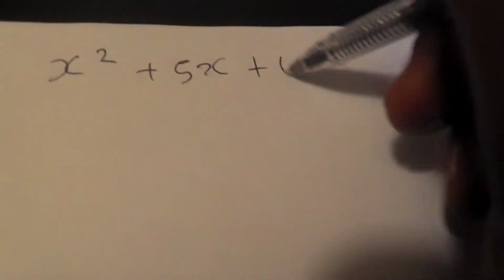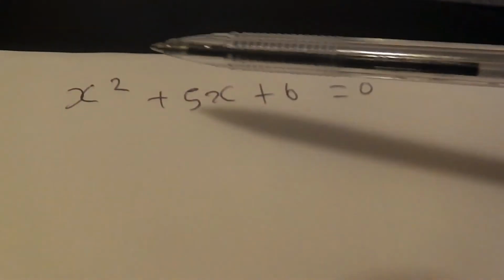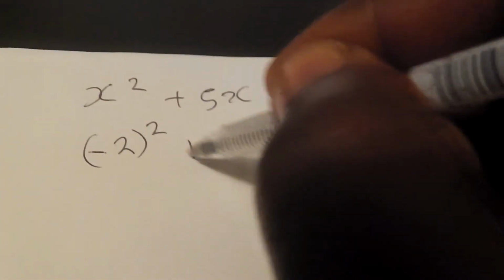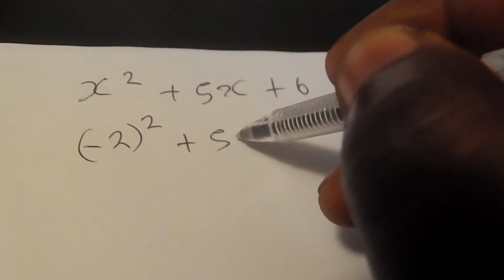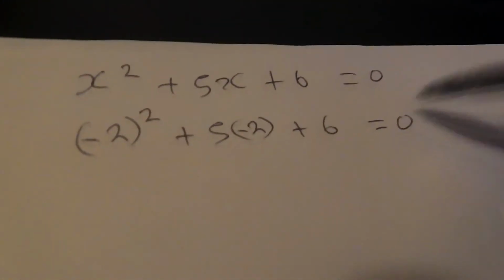Okay, so our equation is x squared plus 5x plus 6, this is equal to 0. Okay, so let's start by trying -2. So for -2, it means we will be putting -2 where there was x, here. So it will be (-2) in brackets squared plus 5 times -2 plus 6. This should be equal to 0.